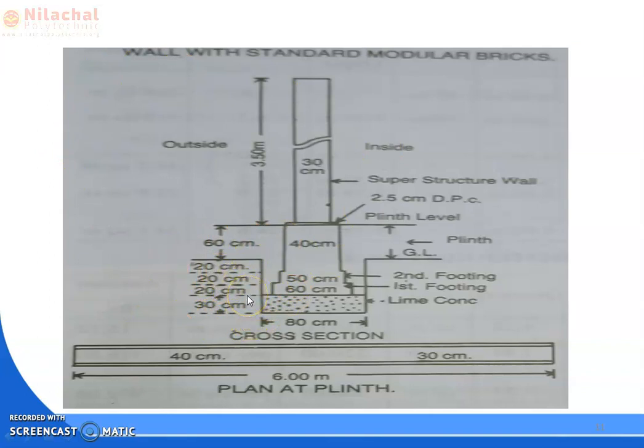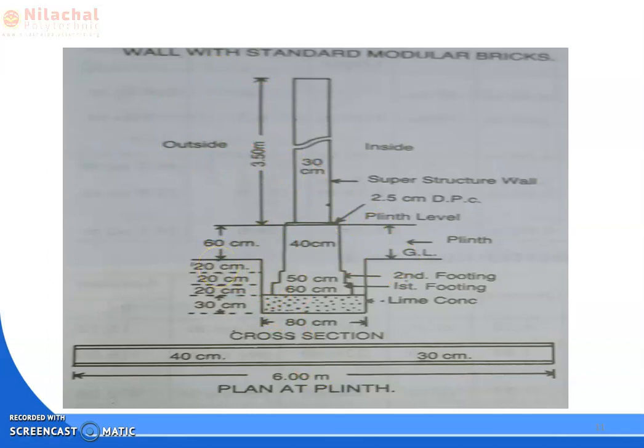After that, the first footing thickness is 20. 30 plus 20 is 50. Then the second footing thickness is 20. Then the wall of 40 centimeter below the ground level is provided in 20 centimeter thickness.